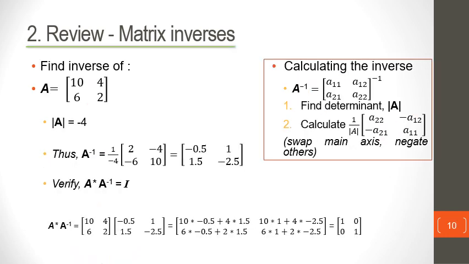Let's have an example of how to find an inverse. Let's say you have a matrix A with 10, 4, 6, 2. The first thing is to find the determinant. The determinant will be the leading diagonal elements multiplied together, minus the other diagonal: 10 times 2 minus 4 times 6. 10 times 2 is 20, minus 4 times 6 is 24, and so the determinant is -4.